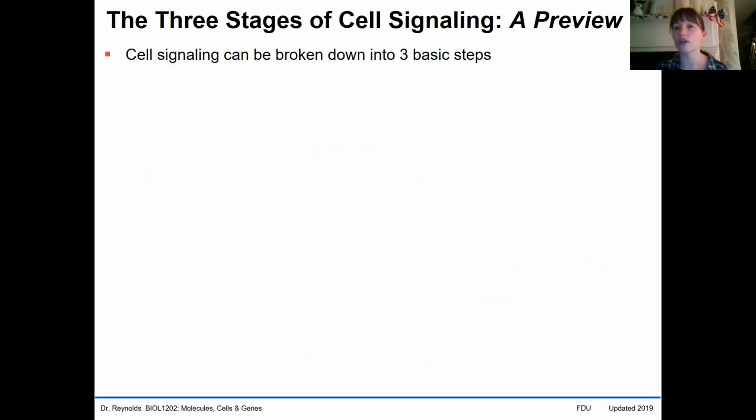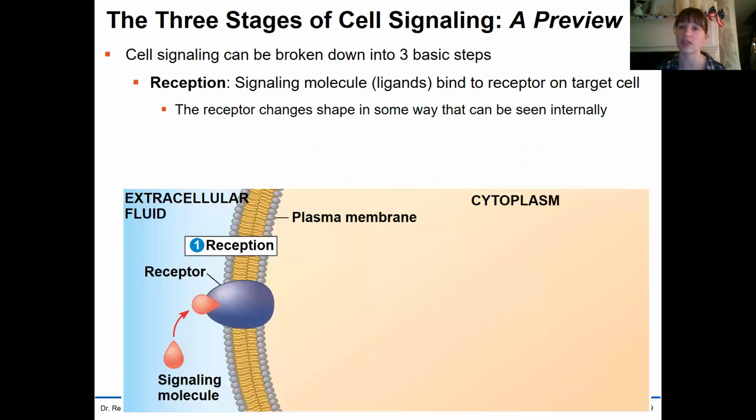Now we're going to take a look at 3 stages for cell signaling. It does not matter what type of cell or what type of signaling, the same processes occur for those signals. First is reception. The signaling molecule, the ligand, binds to the receptor. And there's going to be some way in which that receptor changes in response to that binding event. Remember that shape equals function. So if something is happening, a shape needs to change.